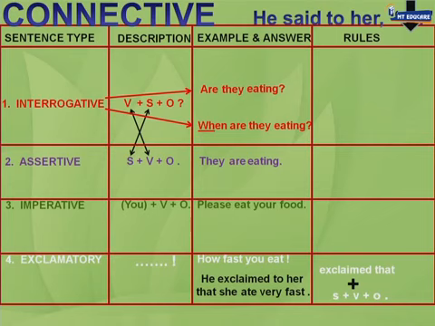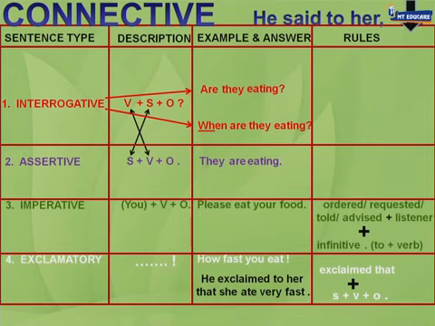The answer to any imperative sentence, look at type 3, imperative. Example, please eat your food. The rule is very simple. Here is the rule on your screen. Either ordered, requested, told, advised, and to that you have to add the listener. He ordered her. The teacher told the students. The teacher ordered the students. For example, he ordered whoever is the listener, and then infinitive, to plus verb. So here is the answer. He said to her, please eat your food. He requested her, because it is please, so requested her to eat her food.